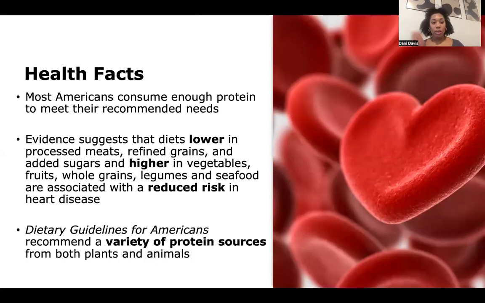Health facts. Most Americans consume enough protein to meet their recommended needs. However, evidence suggests that diets lower in processed meats, refined grains, and added sugars, and higher in vegetables, fruits, whole grains, legumes, and seafood are associated with reduced risk of heart disease. That is mainly due to a lot of those processed meats, refined grains, and added sugars being really high in fat, and that fat content is really hard on your arteries and on your heart. Dietary guidelines for Americans recommend a variety of protein sources from both plants and animals.